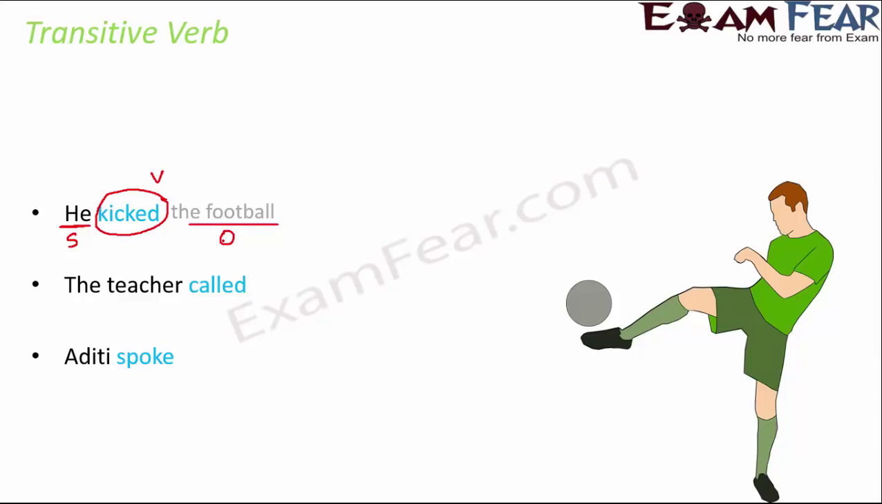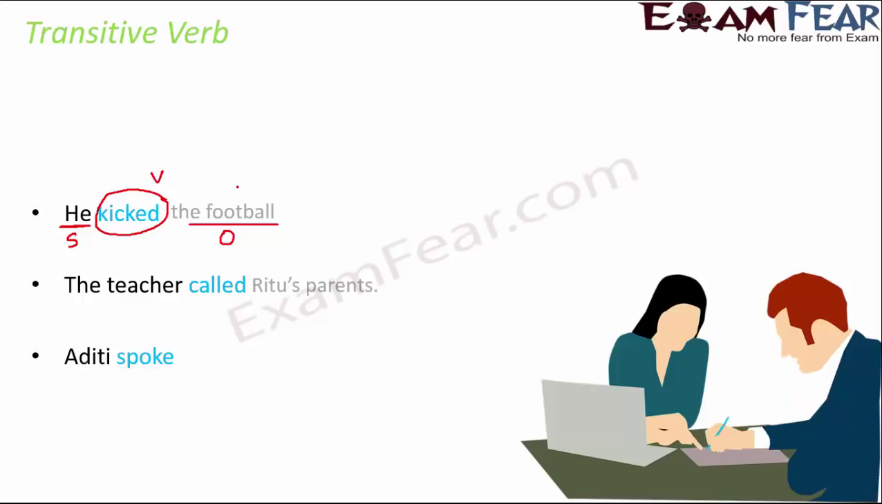We have already learned about subject and object. In fact, we have also learned how to identify an object. Now, if we ever come across a verb which has an object such that the action of the verb is transferred directly to the object, then it is called a transitive verb. For example, in this case, he is kicking. And who is experiencing that kick? The football is experiencing the kick. That means the action is being directly passed on to the object. So these types of verbs are called transitive verbs.